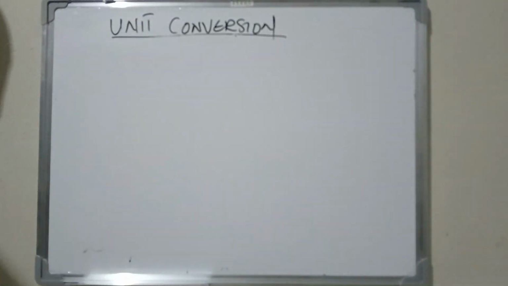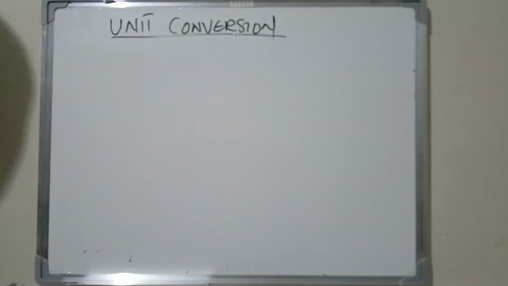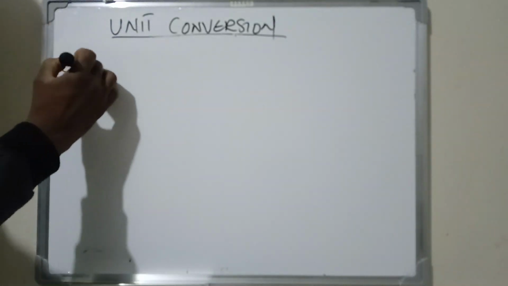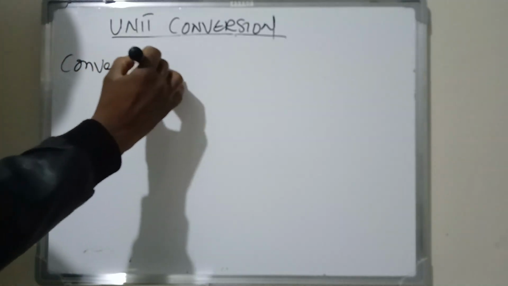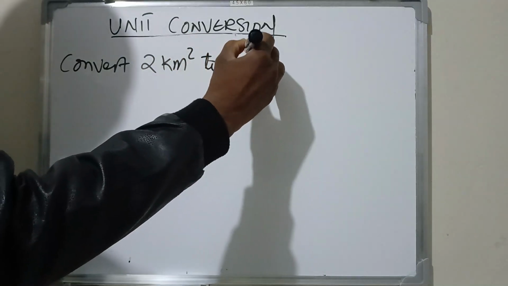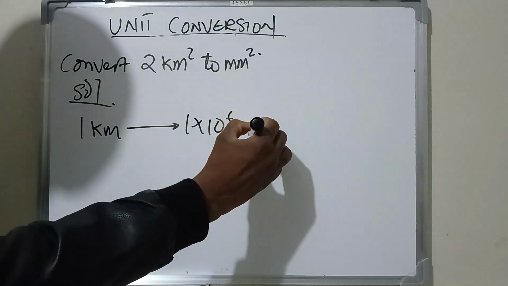Right. So now we are looking at area. The example here which I have is convert 2 square kilometers to square millimeters. Okay, so now this is very simple, because we have already established the background. We said 1 kilometer is equal to how many millimeters? 1 times 10 to the power 6 millimeters.